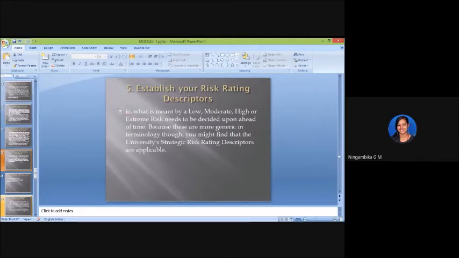Because these are more generic in terminology, you might find that the university strategy describes them as applicable, but it should be analyzed. If it is matching, well and good. If it is not matching, I can go back to the step again and continue further. So these are the general steps of the risk management process which can be asked for 7 or 10 marks. Very important question.